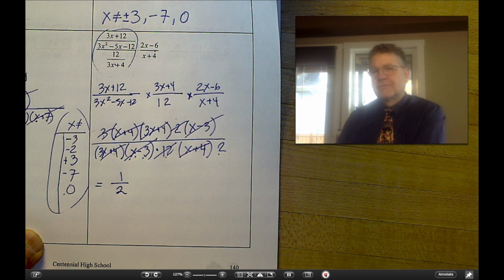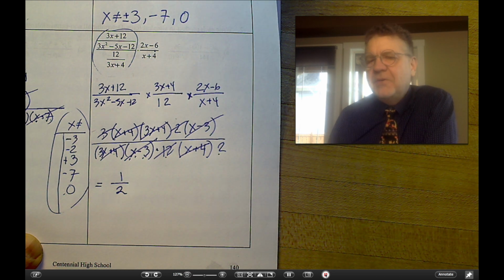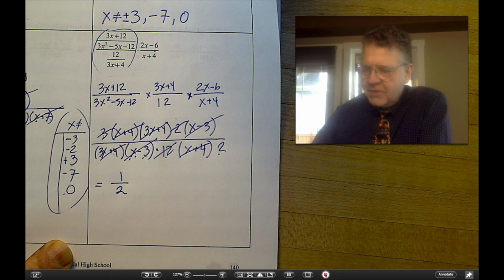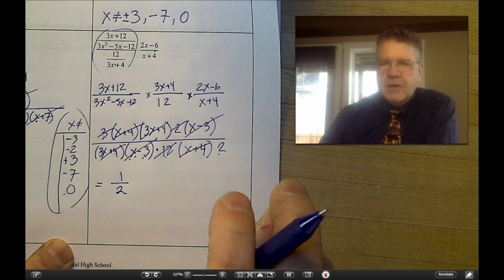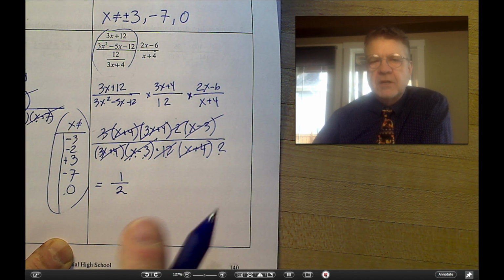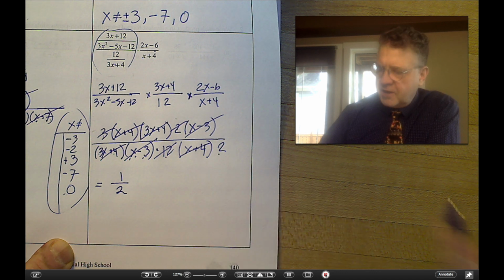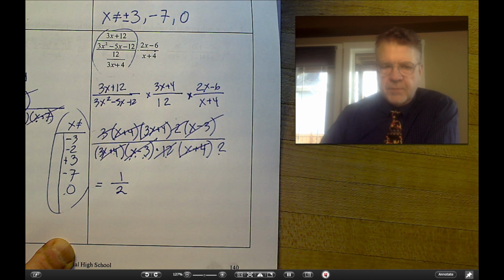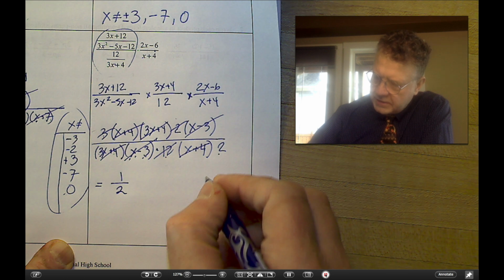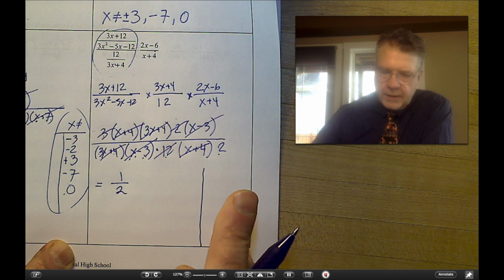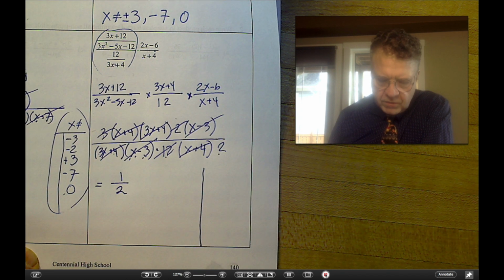Wow. But it doesn't always equal a half. There are certain values for x which make the whole expression undefined or indeterminate. So we've got to find out what those non-permissible values are. There are a whole bunch. I'm going to just make a list here and go step by step to figure out what those are.